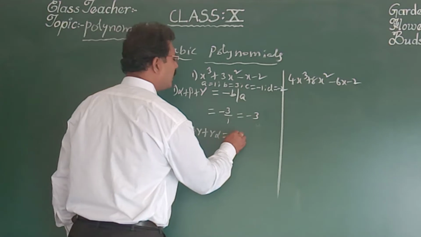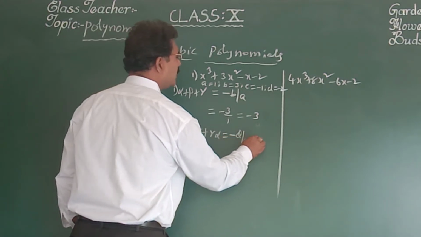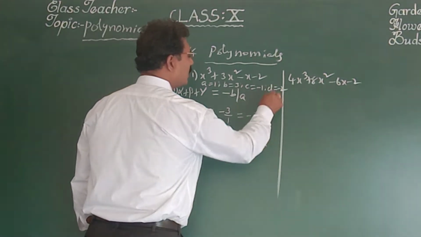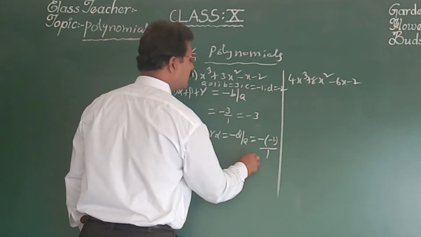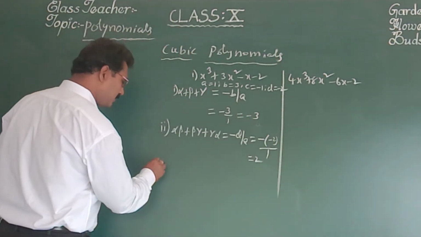Next, alpha beta plus beta gamma plus gamma alpha is equal to, what is the formula here? c by a, which is equal to minus 1 by 1, which is minus 1.